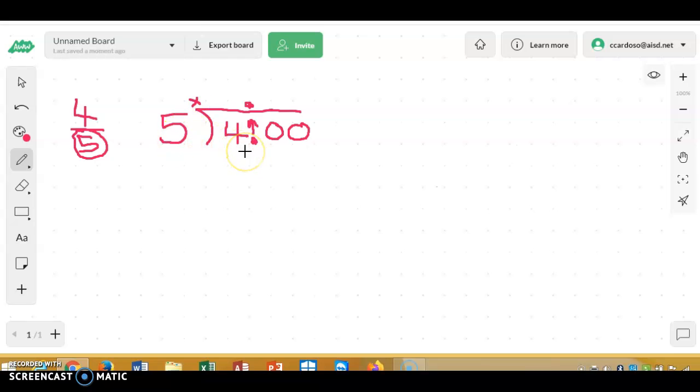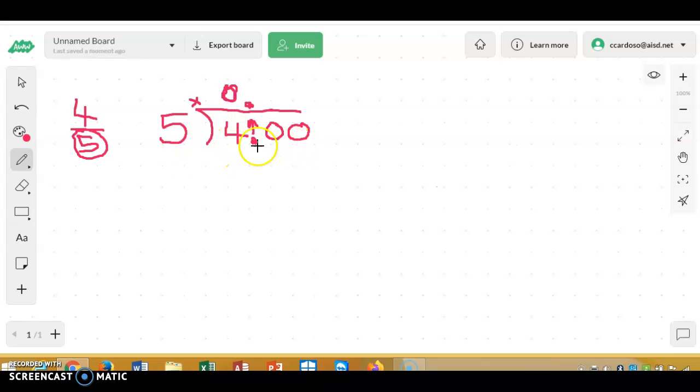Can 5 go into 4? 5's knocking on the door. 4 says, I can't let you in. If I let you in, I get in trouble. I'm already in quarantine. I won't get any more trouble. I got poopy pants. So we put a 0 here. That's supposed to be a 0. I told you I'm still learning.